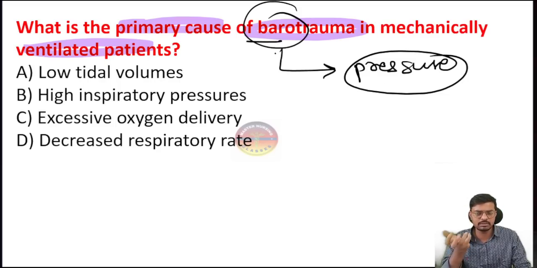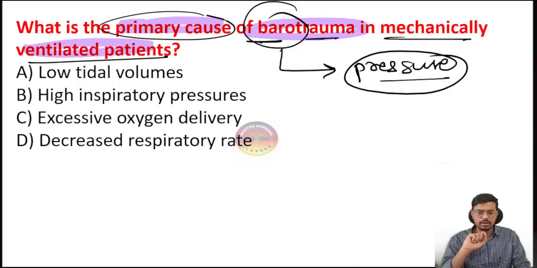Again, here baro means pressure. The barometer is the pressure monitoring meter. So barotrauma means that because of increased pressure, trauma is happening to the lung in the mechanically ventilated patient. So what is the primary cause for this?